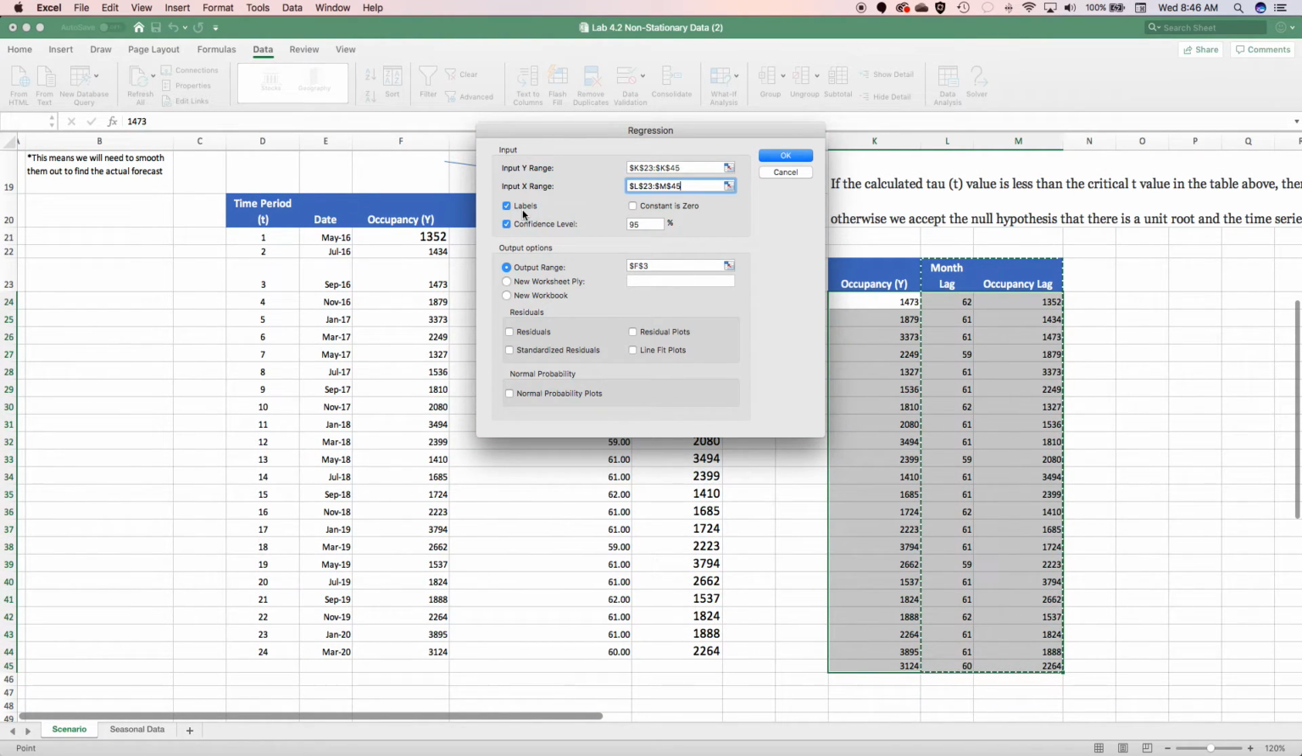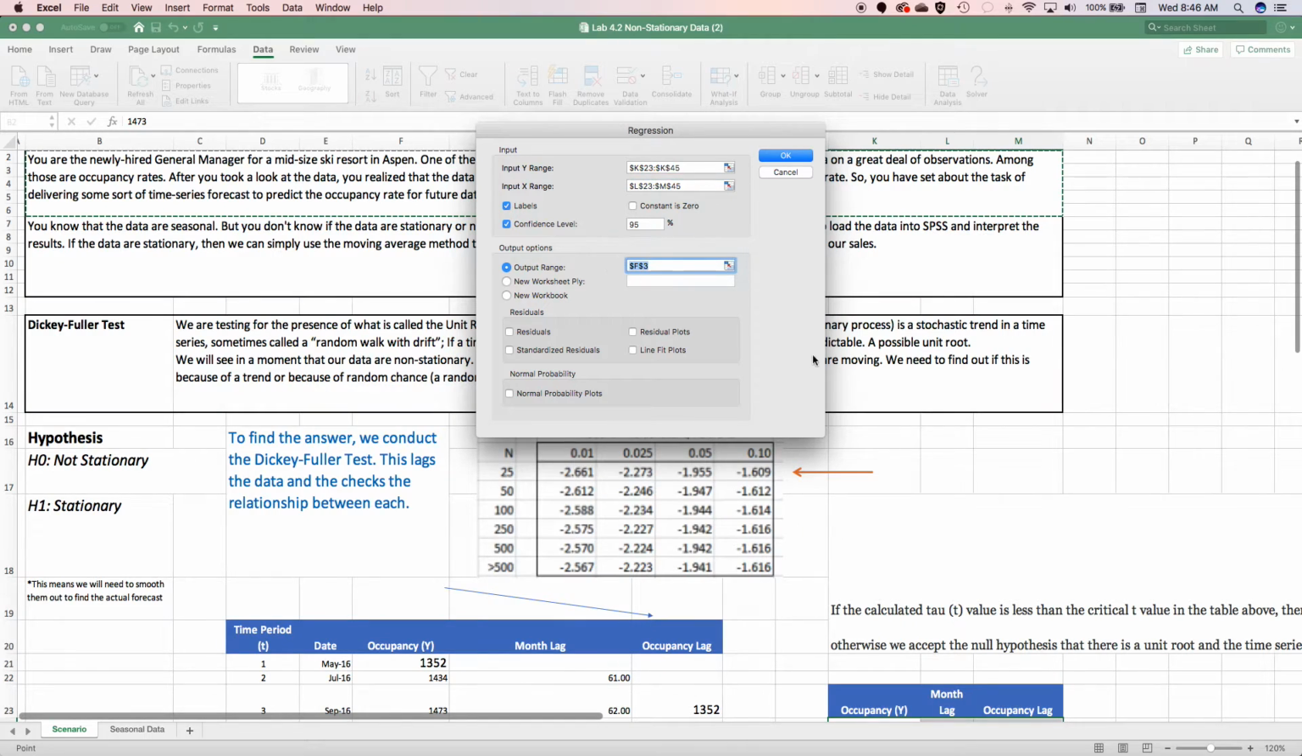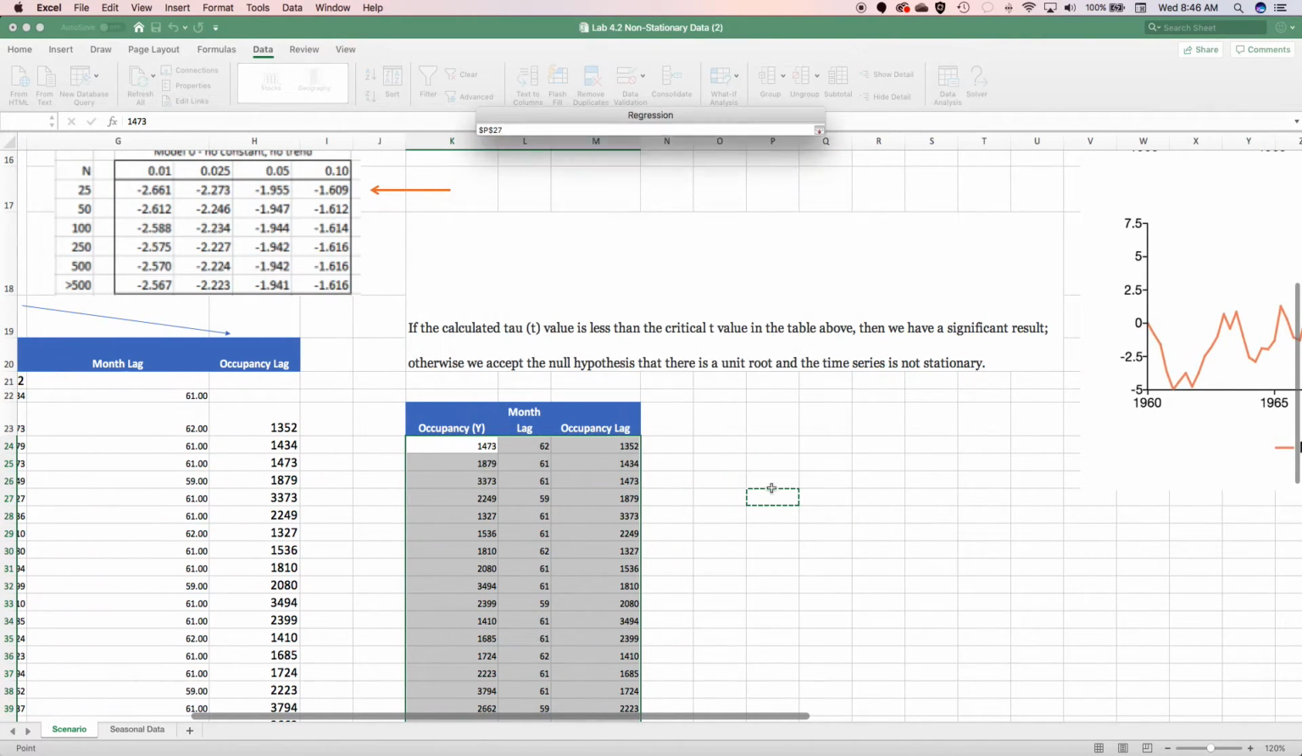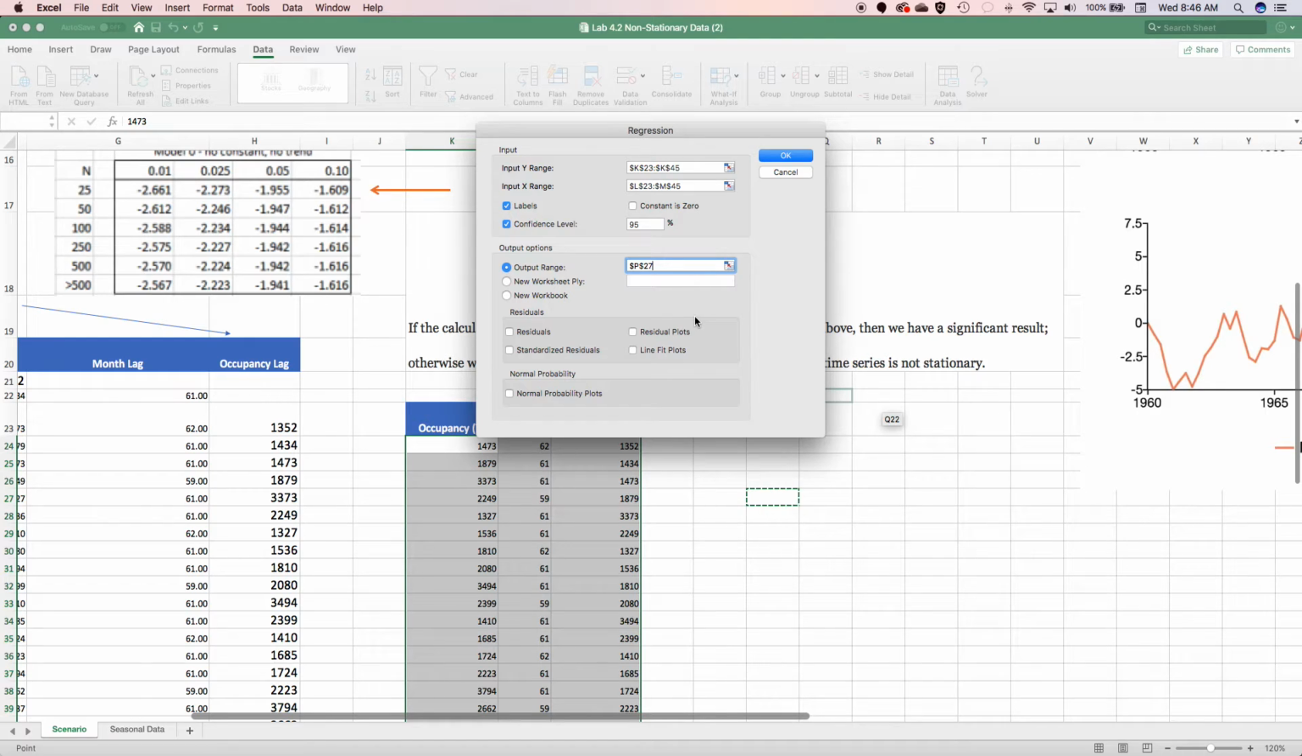Check the box that says labels. Check confidence level at 95%. That means that alpha is going to be 0.05. And my output range will be here. All right, so I'll put it in P27.